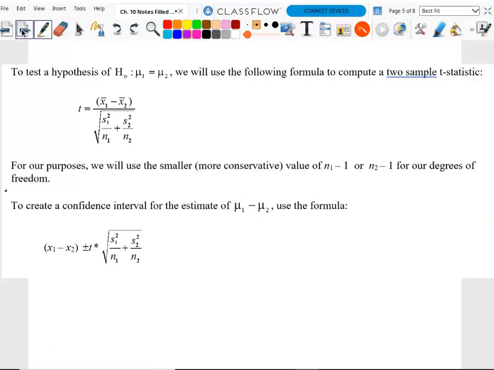Okay, next one. Oh, I'm getting short on time. So here are your formulas. This would be the formula for the test statistic. That is the standard deviation for the difference in the means of two samples.